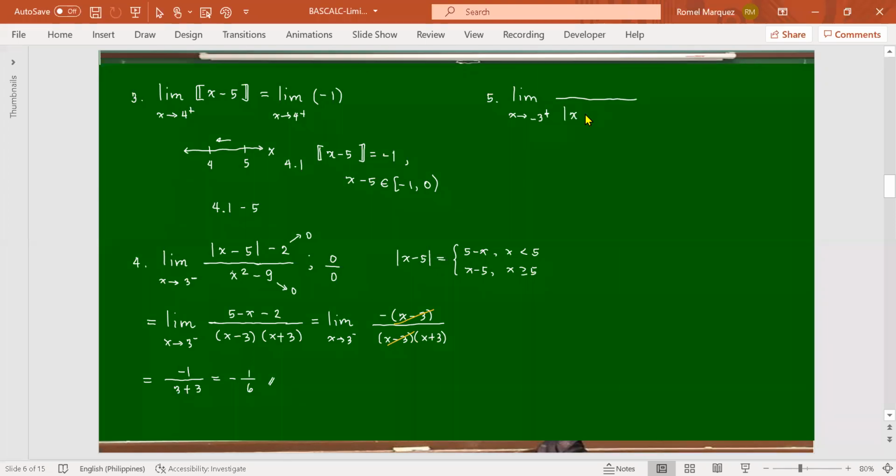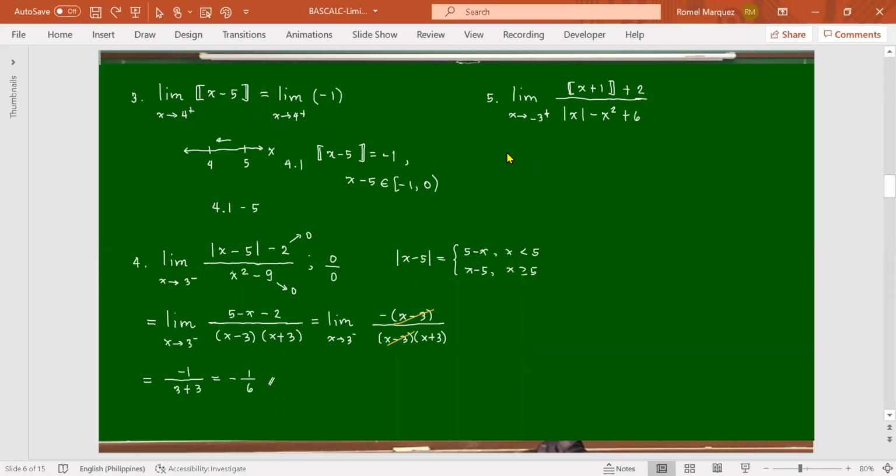Absolute value of x, then minus x squared plus 6. Our numerator, let's say, greatest integer of x plus 1, minus, plus 2. Okay?